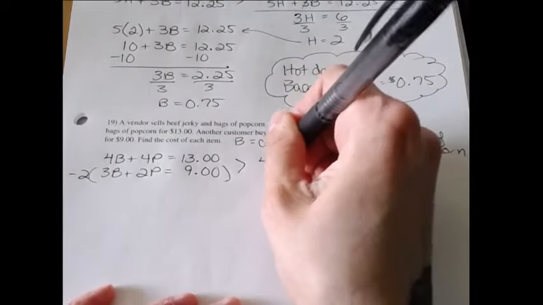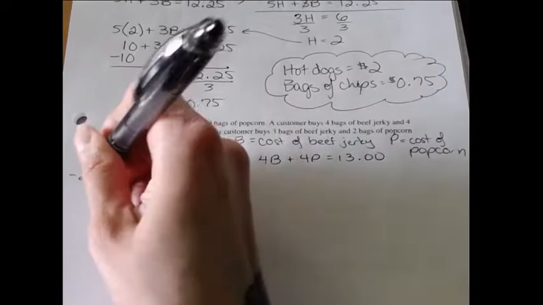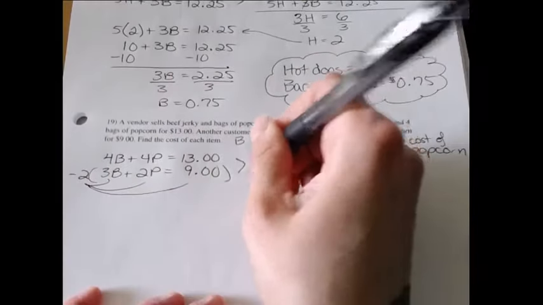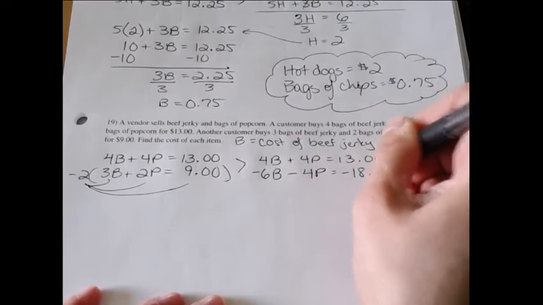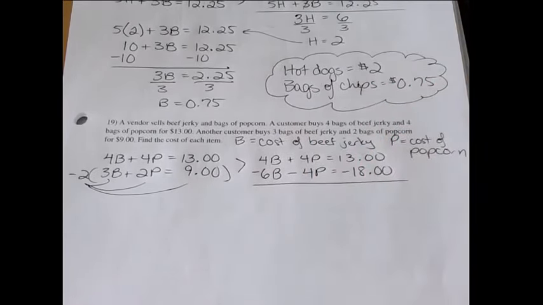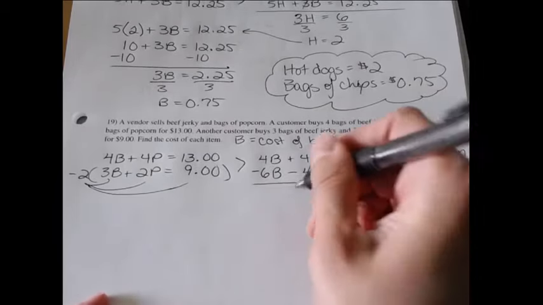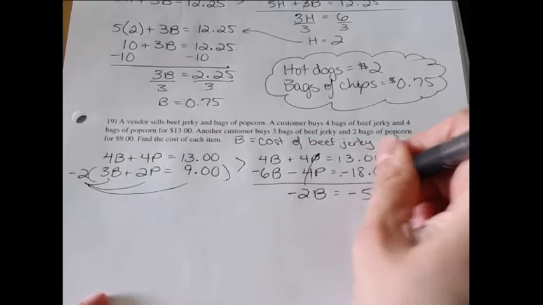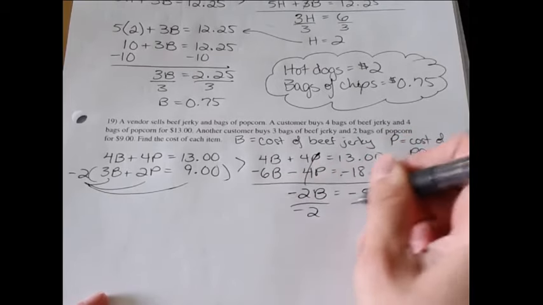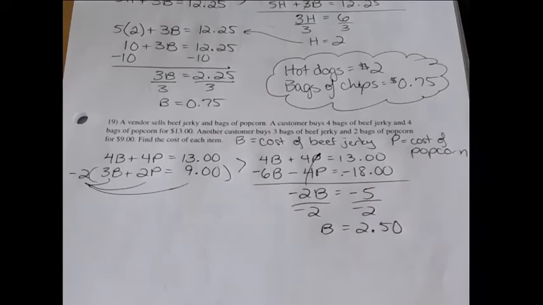That gives me 4B plus 4P is equal to 13. Let's distribute the -2 throughout. So we get -6B minus 4P is equal to -18. Notice my P's will eliminate, which is exactly what we wanted. 4B minus 6B is a -2B. 13 take away 18 is a -5. And then we divide both sides by -2, and we get that B is 2.50. So nice job with saying that it's $2.50.